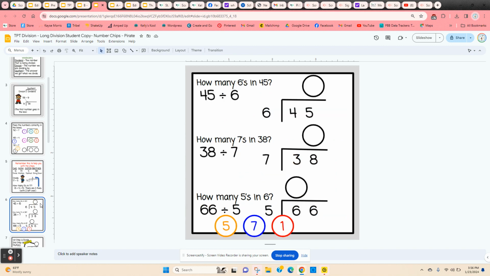So they're going to start just with the very first step, which is divide. Here they have 45 divided by 6, and this slide only has 3 possible choices, so that narrows it down for the students. So 45 divided by 6, 6 doesn't go into 45 evenly, but it does go into 45 7 times with some left over. 7 goes into 38 5 times with some left over. And then 5 goes into 6 1 time.